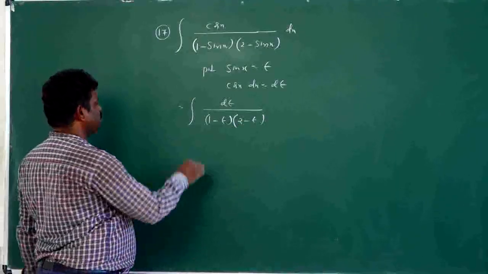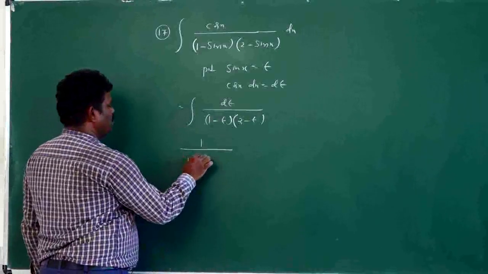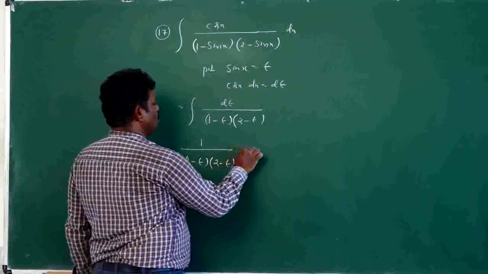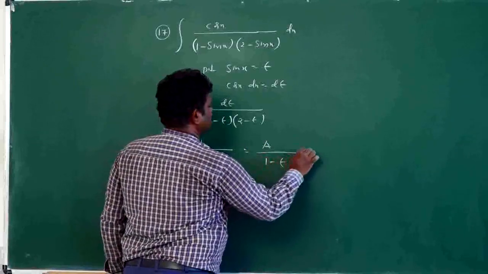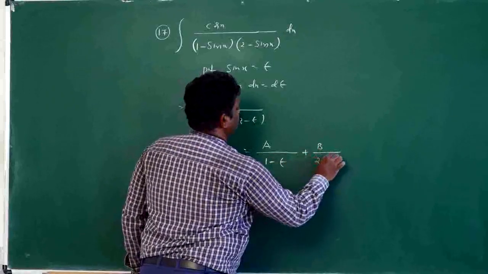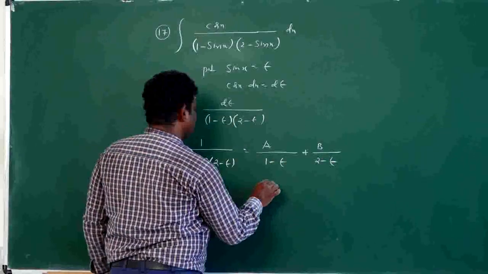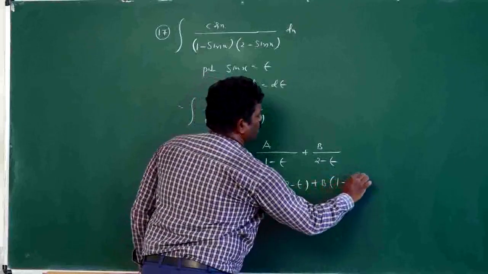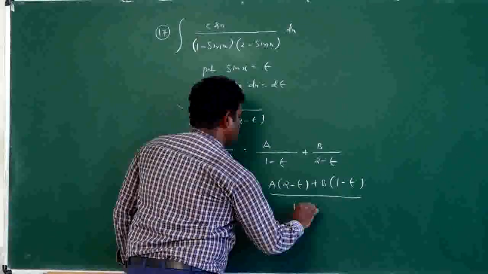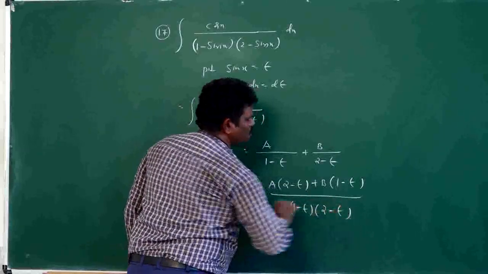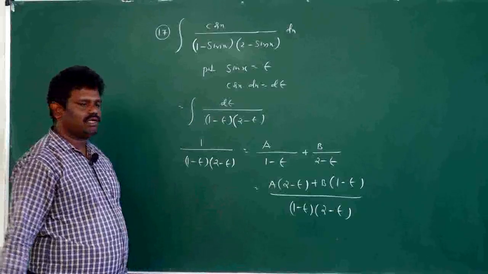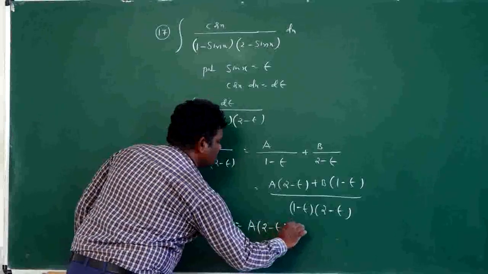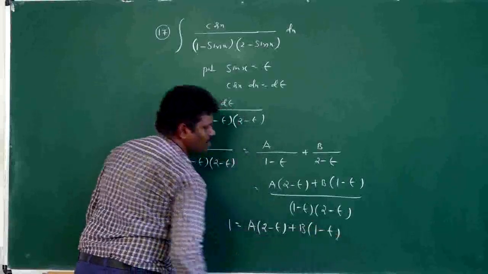Okay? Now if we take this one separately, 1 by 1 minus t into 2 minus t is equal to a by 1 minus t plus b by 2 minus t value. Now LCM, what we get here? a into 2 minus t plus b into 1 minus t divided by 1 minus t into 2 minus t value. So both sides denominators are equal. 1 is equal to a into 2 minus t plus b into 1 minus t value.